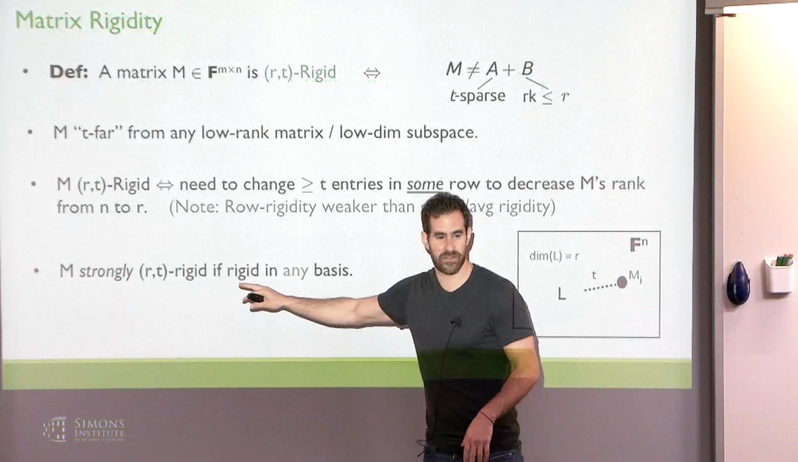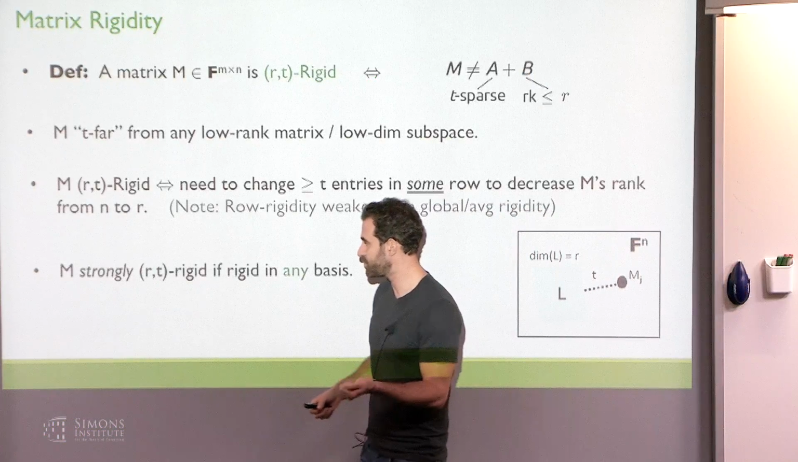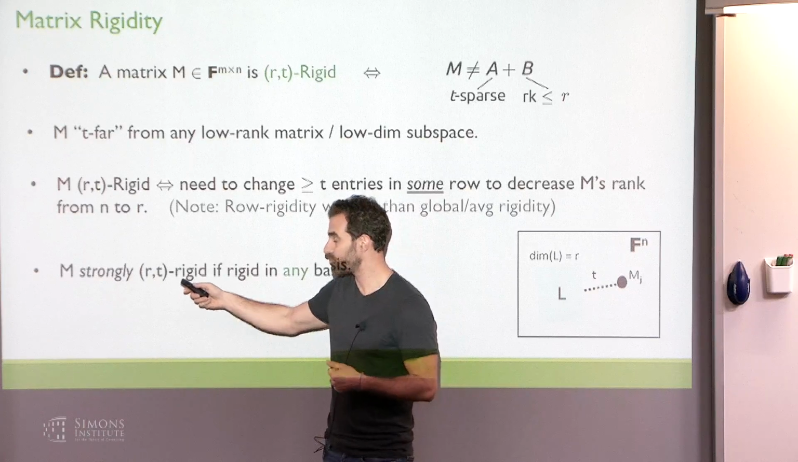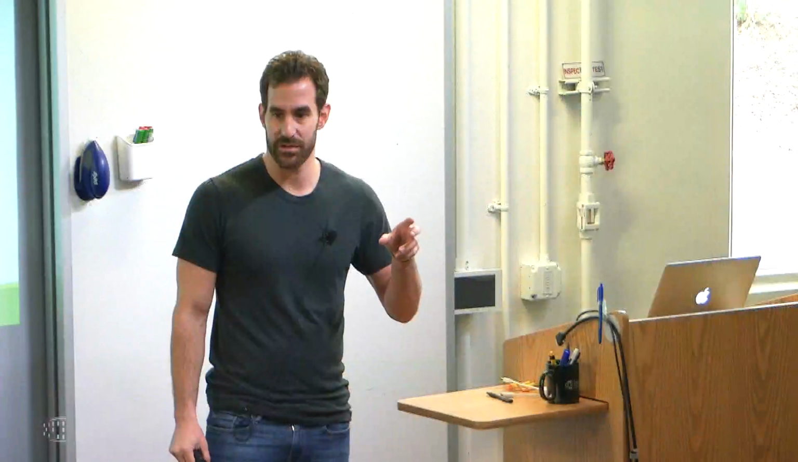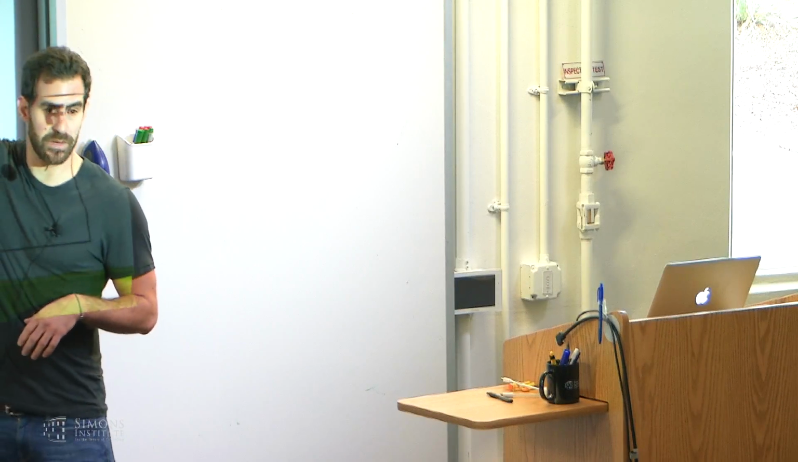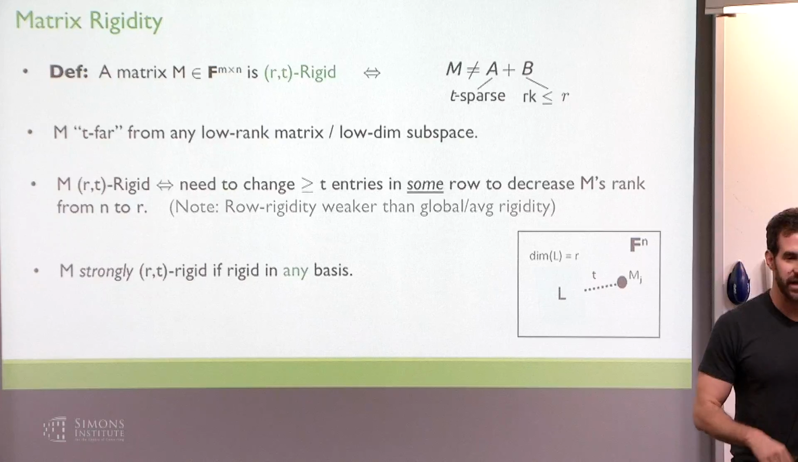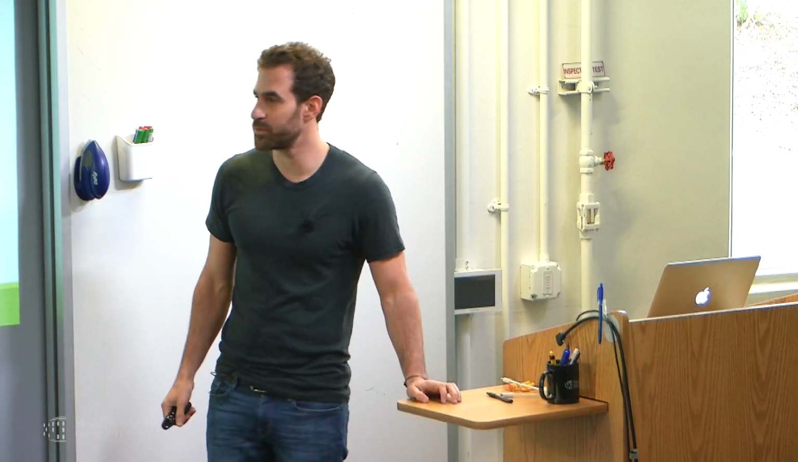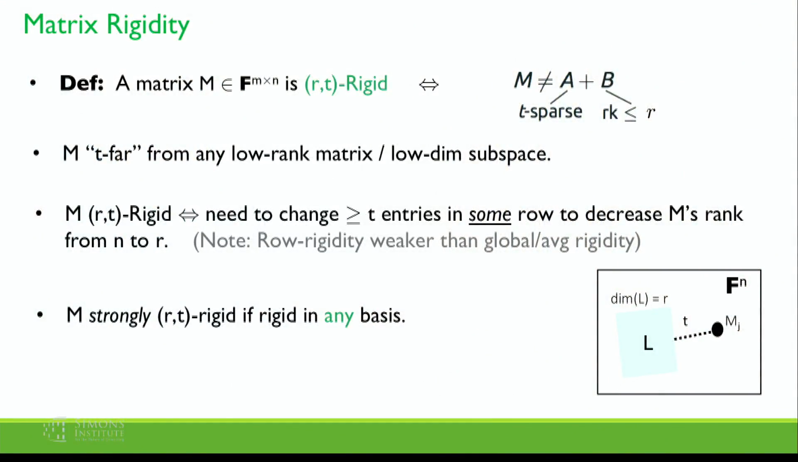And finally, I want to define this notion, which will not play a major role in this talk, just for the purpose of nice characterization. A matrix is strongly rigid if it's rigid in any basis. So no matter which basis you choose for the matrix M, it's still hard to reduce the rank. And this notion only makes sense for rectangular matrices, right? For square matrices, you always have the standard basis, so there's no hope to prove that. But if this confuses you, just forget about strong rigidity. It will not really be used.